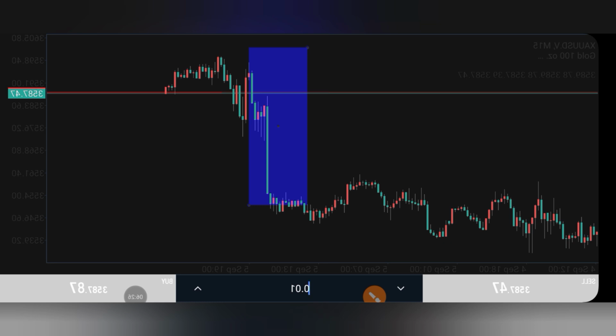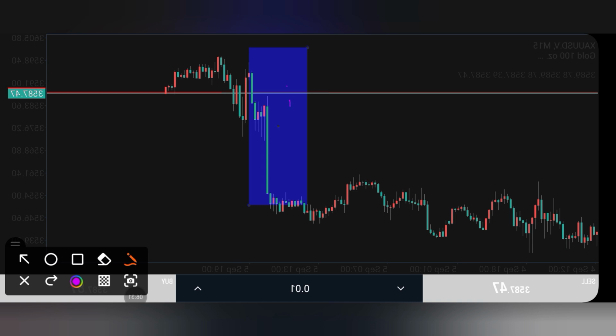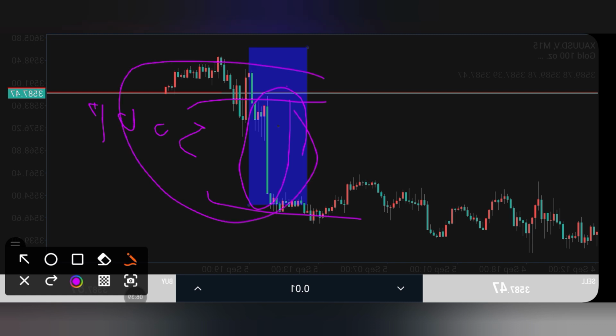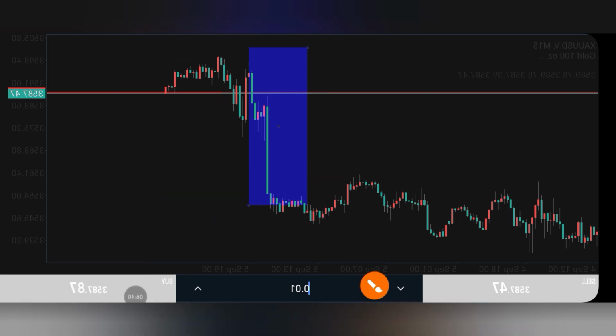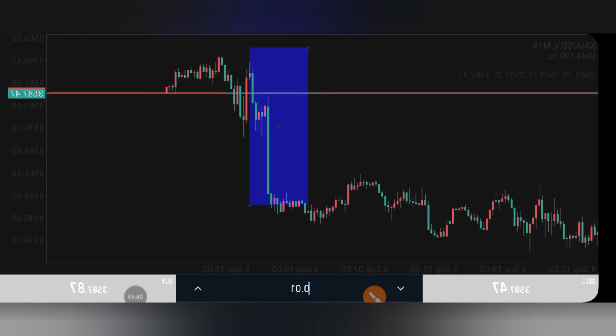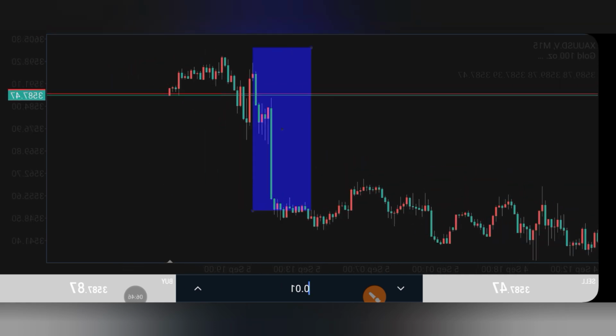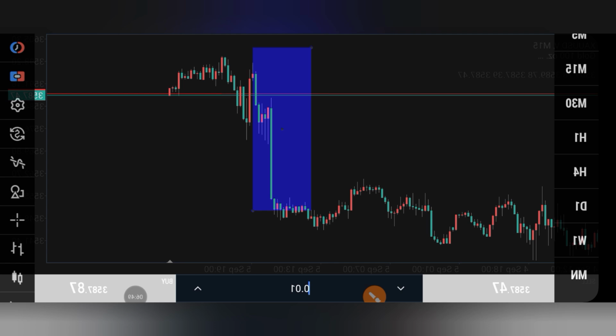So you can see there is a very big candle here. This is a very big candle that moves 300 pips. Yes, 300 pips, a very big candle here, guys. So this big candle was formed by what we call fundamental analysis. How do we do fundamental analysis?